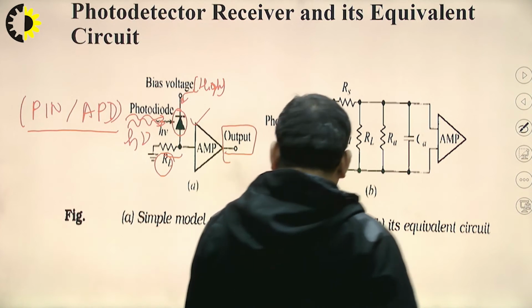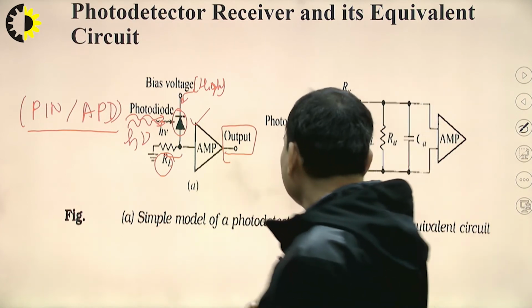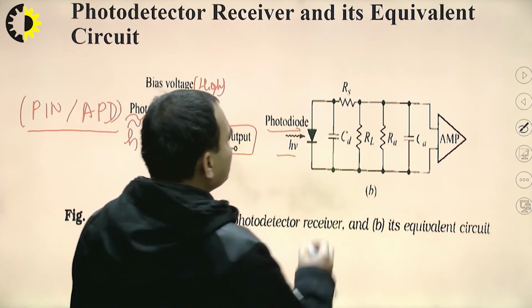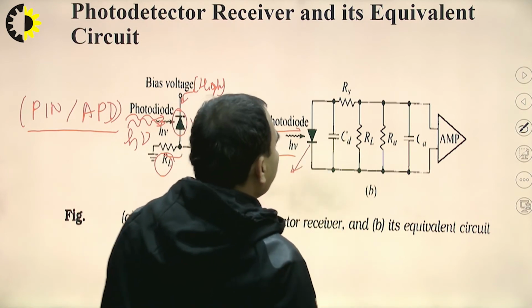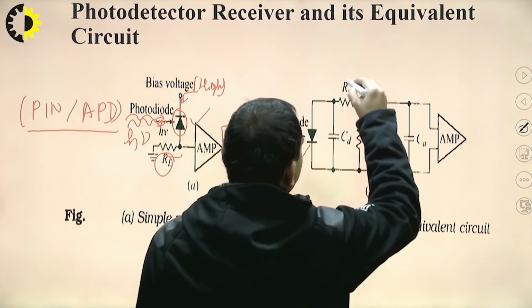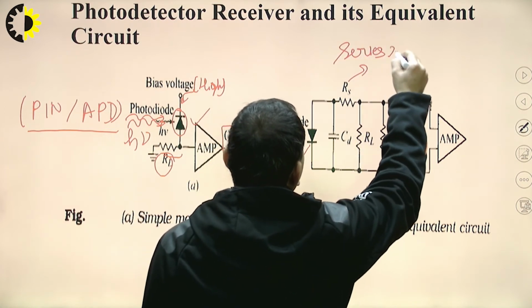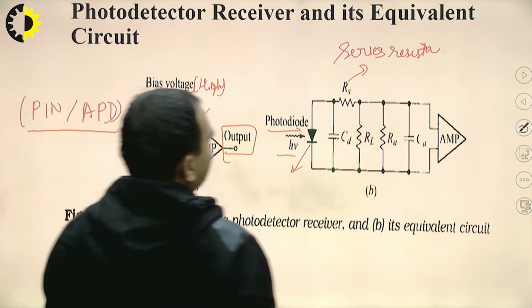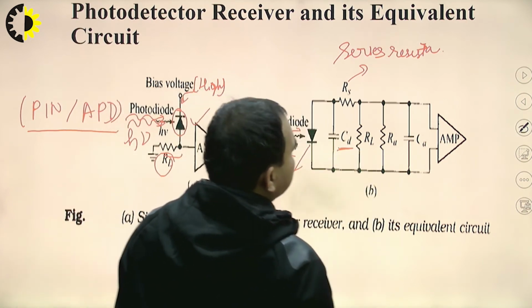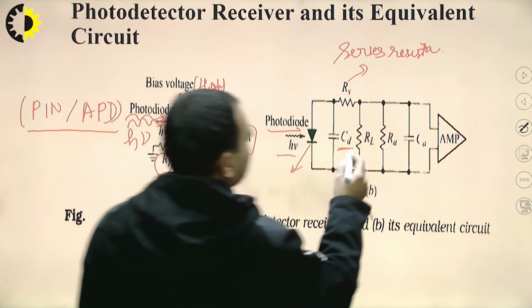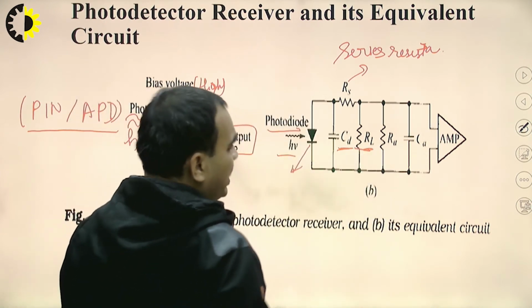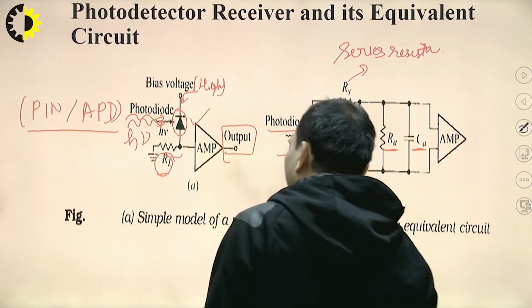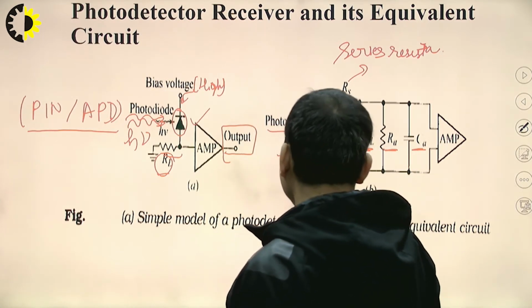So for the same, we can design the equivalent circuit. Here we can see we have the photodiode and the external energy given by h nu. It may be either PIN or APD. Then we can see that there is a series resistance, and due to the dark current we can see the capacitance CD, and the load resistance RL. Due to the amplifier we have the amplifier resistance, and due to the capacitive effect of the amplifier we have the amplifier capacitance, and finally the amplified version of the signal.